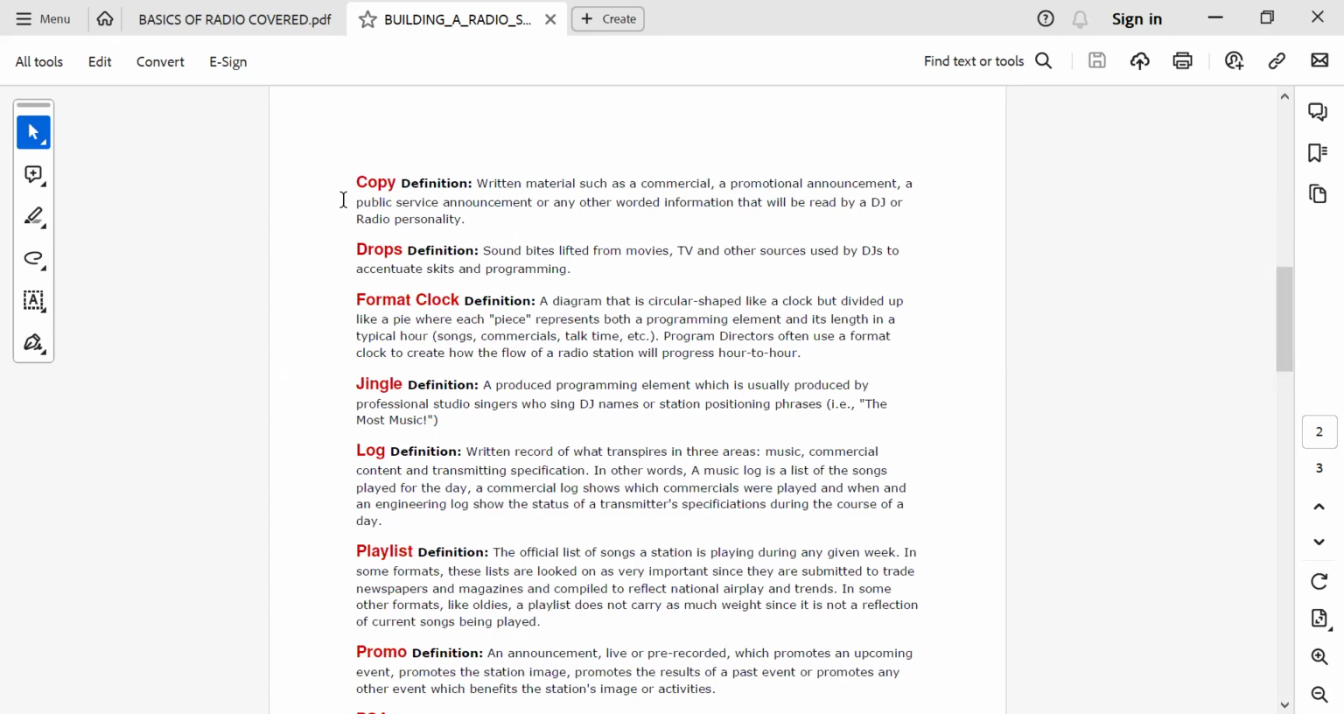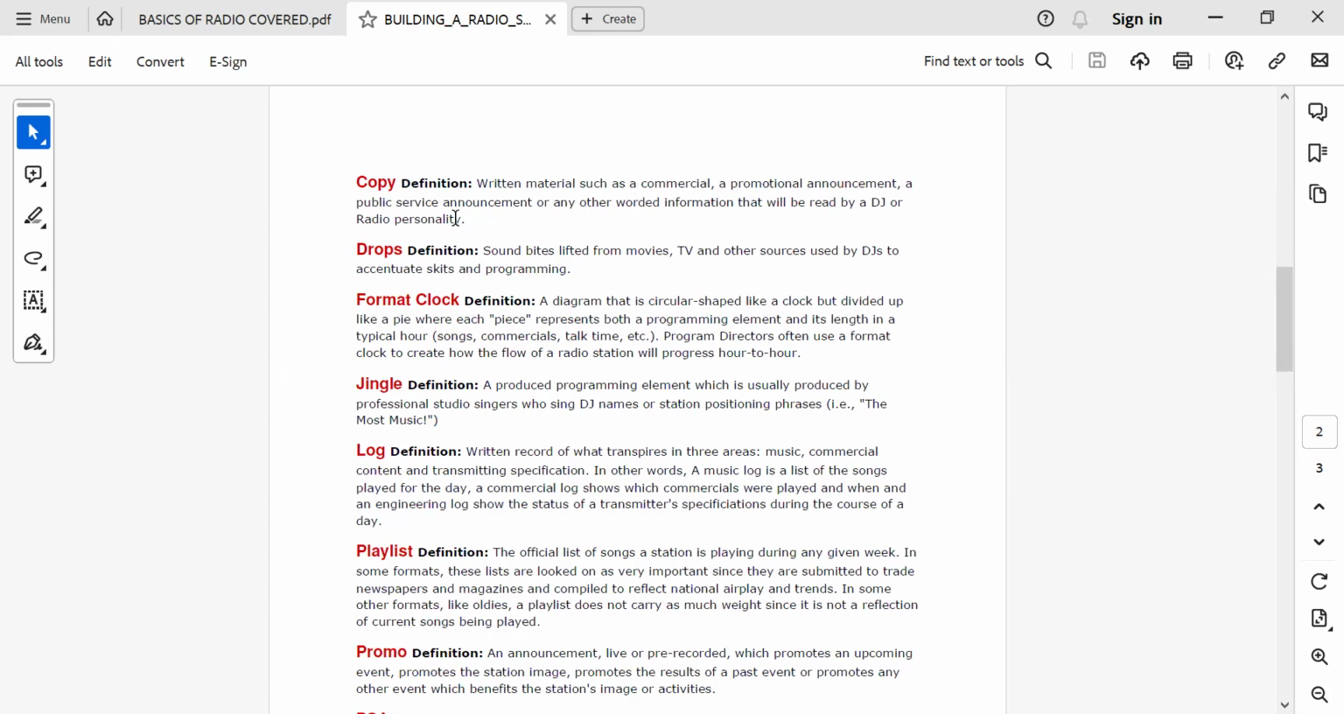Copy, what is copy, right? I think you know that. So any written format of, for example, live reads, so written material such as the commercial or promotional announcement, or doing a promo contest. It's the mechanisms that are given to us by the sales department, right, to make sure that we read out on air in that order and execute, for example, a promotion competition in that order, right? Because that's how it's been paid for, and this is how it has been planned.